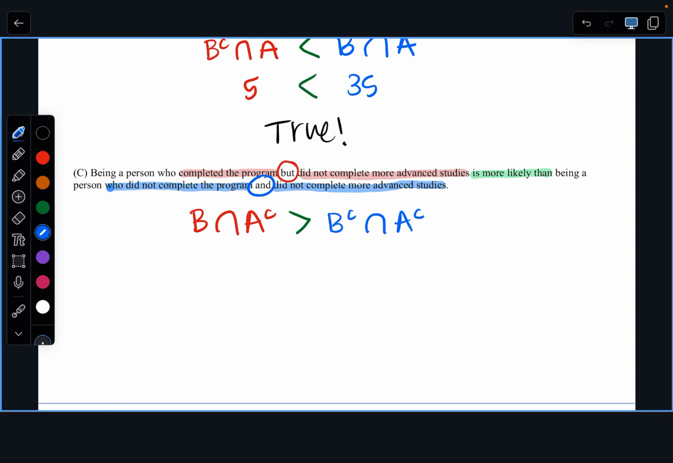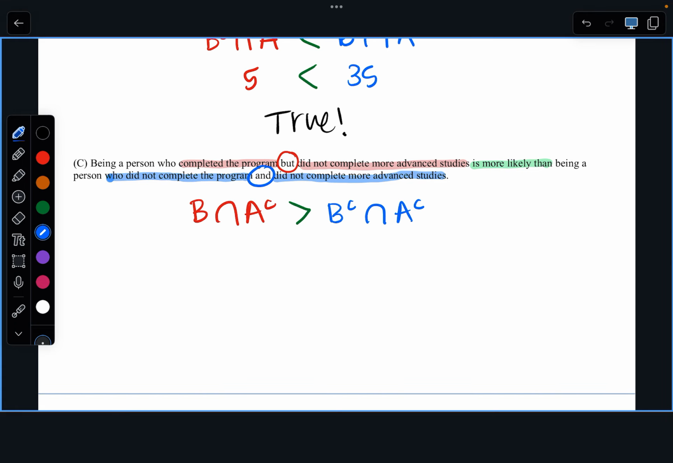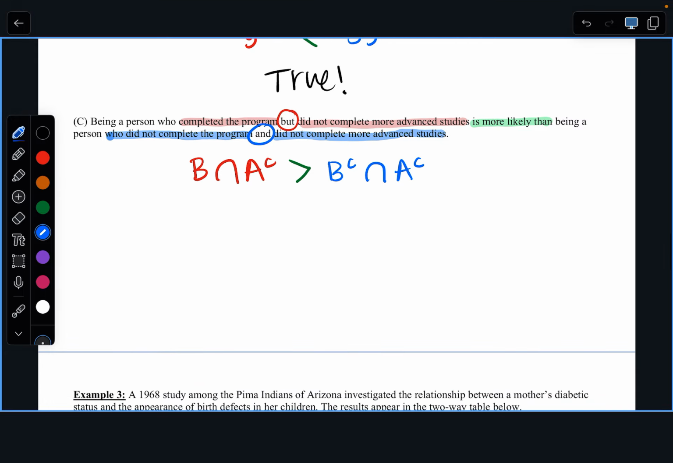So all you have to take, if you were given this question, is take it piece by piece. This is completed the program. This is no more advanced studies. And means they have to happen together. In my counts, I have 25 people who fall into the first category, and I have 35 people who fall into the second. In this case, this is another false statement.